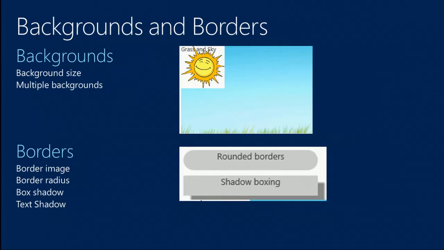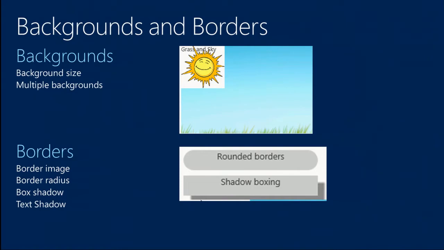So for example, in the backgrounds, we have background size and multiple backgrounds. So we can change the size of a background inside of our HTML, and we can even layer backgrounds together. You can see here an example where I've layered an image of the sun on top of an image of the sky with grass.